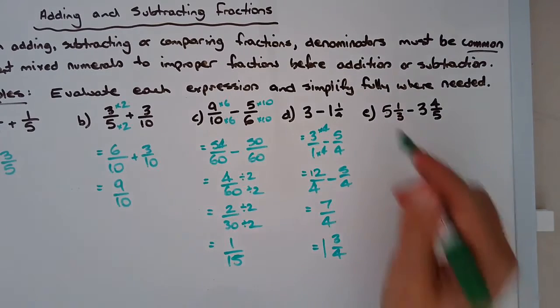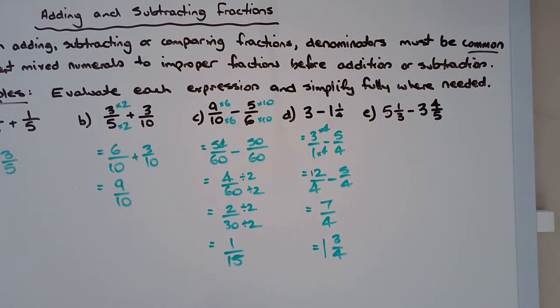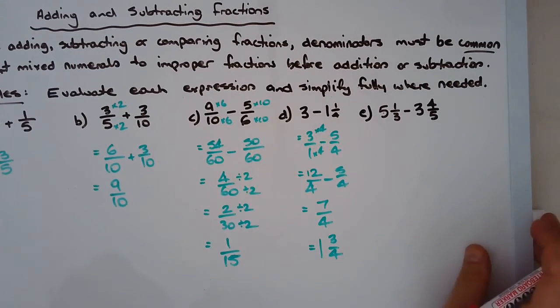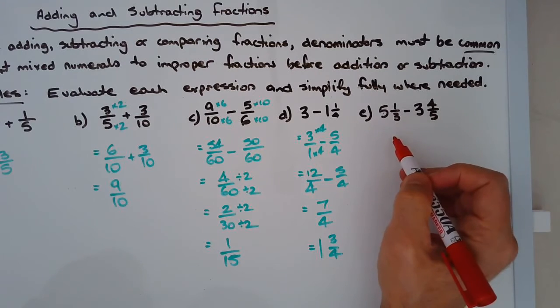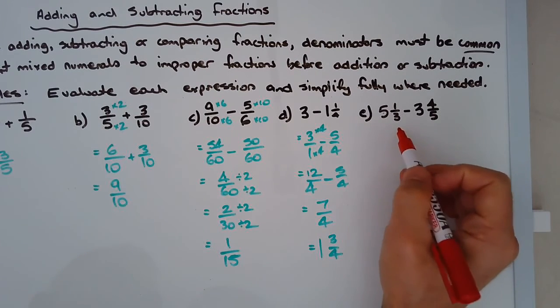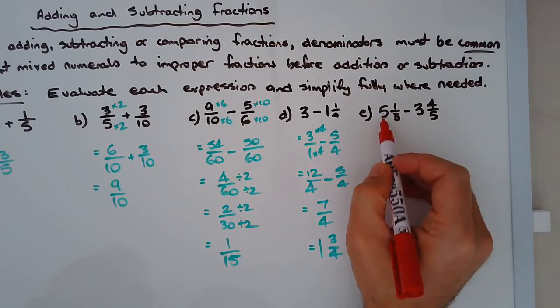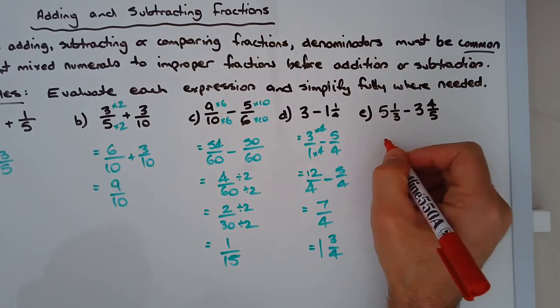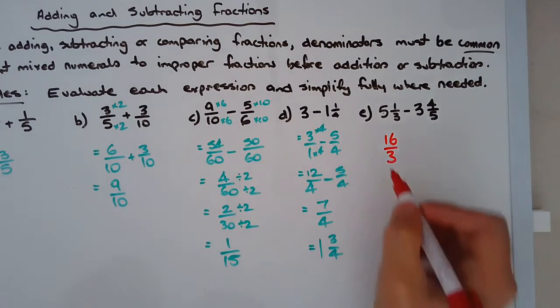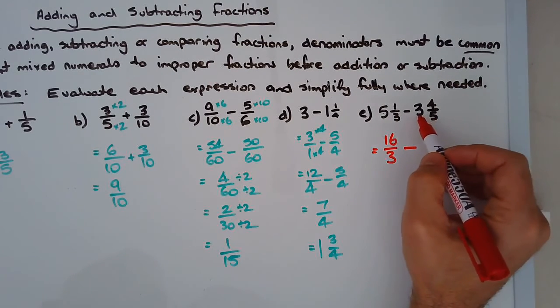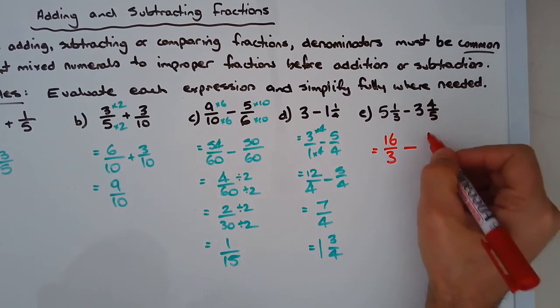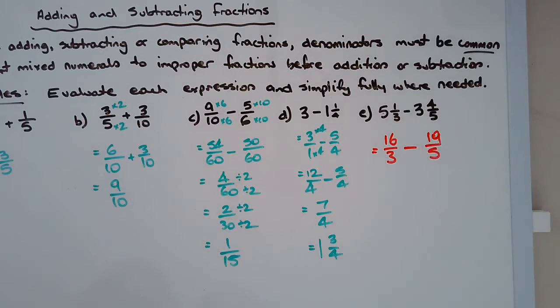All right. Last one. 5 1/3 minus 3 4/5. Might use a different color pen this time. Give the green pen a break. First things first, let's convert them into improper fractions. It does make life a little bit easier. So 3 times 5 is 15. 15 plus 1 is 16. So that's going to be 16 on 3. Minus 5 times 3 is 15. 15 plus 4 is 19 on 5.